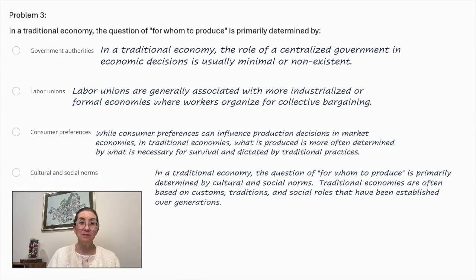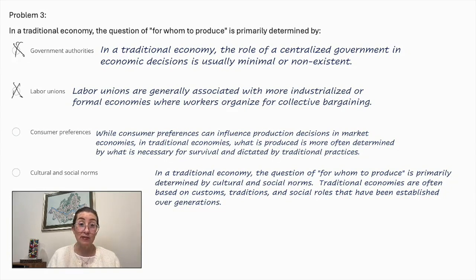Problem number 3. In a traditional economy, the question of for whom to produce is primarily determined by government authorities, labor unions, consumer preferences, or cultural and social norms. Starting from the top. In a traditional economy, the role of a centralized government in economic decisions is usually minimal or non-existent, so we can cross that out. Labor unions are generally associated with more industrialized or formal economies where workers organize for collective bargaining, so we can eliminate this one as well.